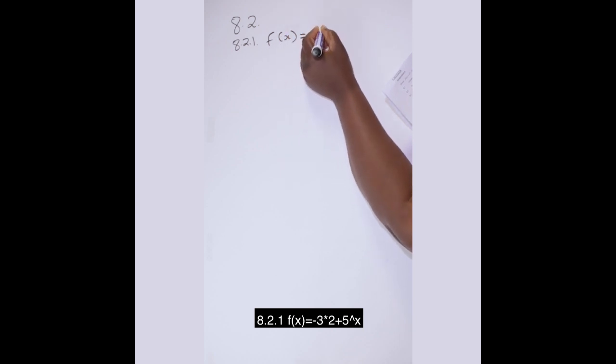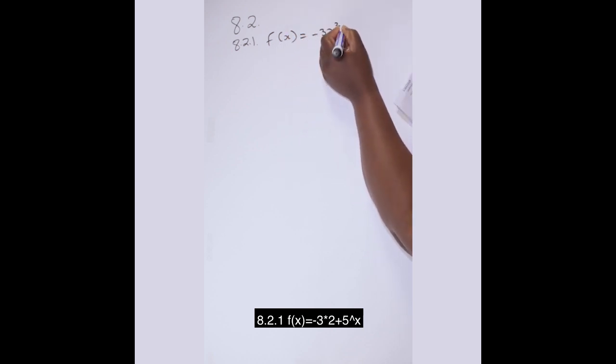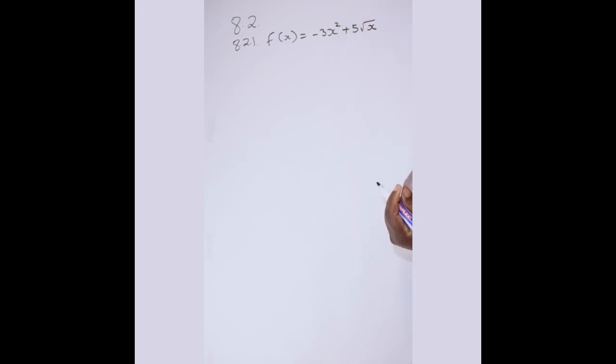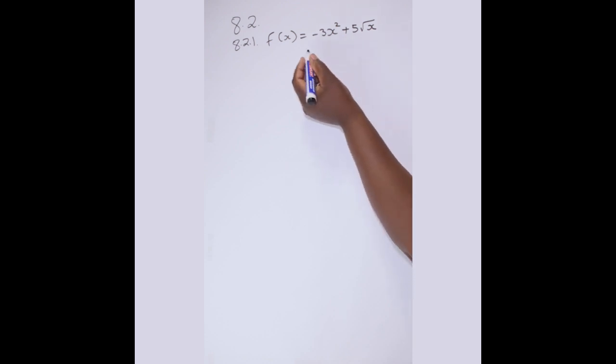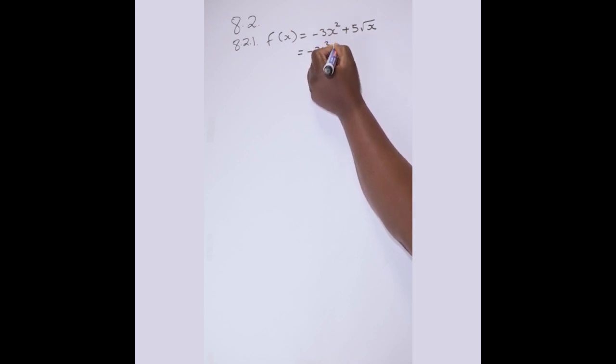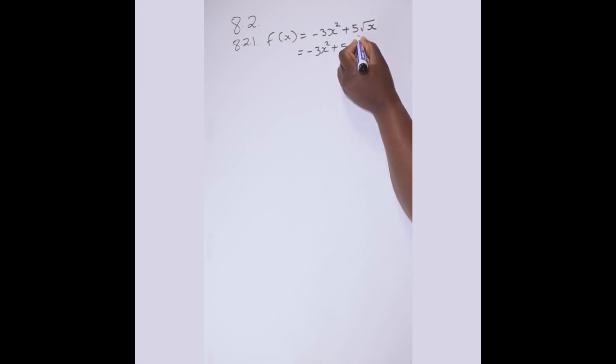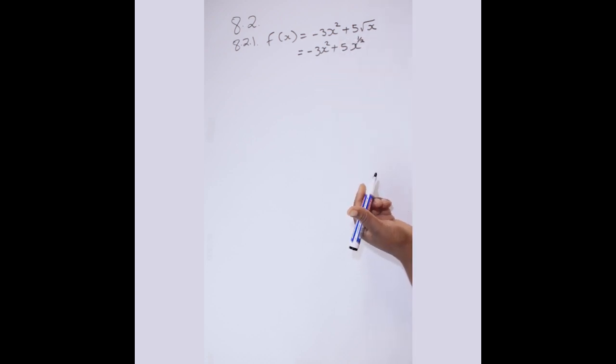f of x is equal to negative 3x squared plus 5 multiplied by the square root of x. Folks, the square root of x, you cannot derive it. What you need to do is to change it to have x to the exponent 1 over 2 before you can start deriving. So let's do that. We have negative 3x squared plus 5. We can rewrite the square root of x as x to the power 1 divided by 2. And from there you can derive simpler.